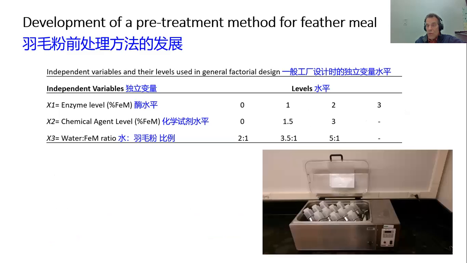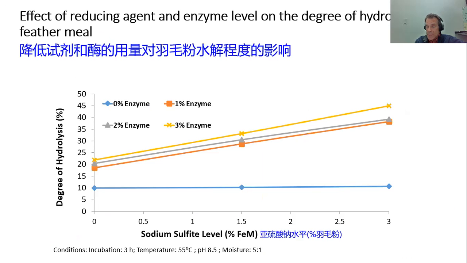We used different levels of protease, different levels of sodium sulfite, and different water to feather meal ratios in a factorial design. And that was very interesting. The enzyme was actually essential. If we didn't use any protease, nothing happened. But the combination of protease and sodium sulfite greatly increased the degree of hydrolysis.